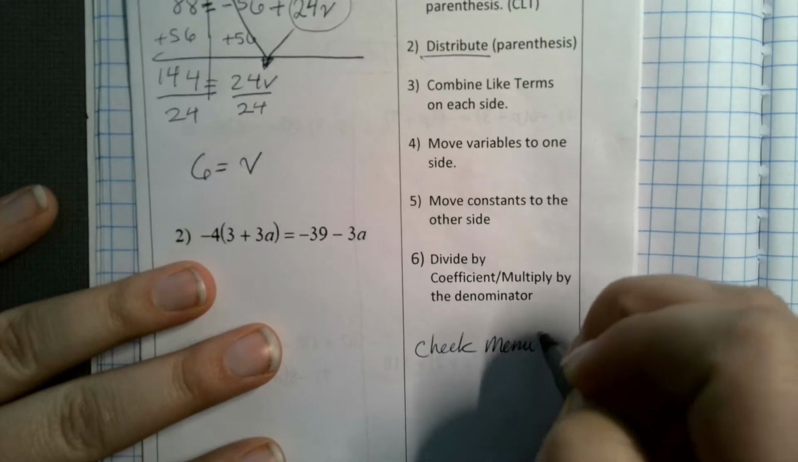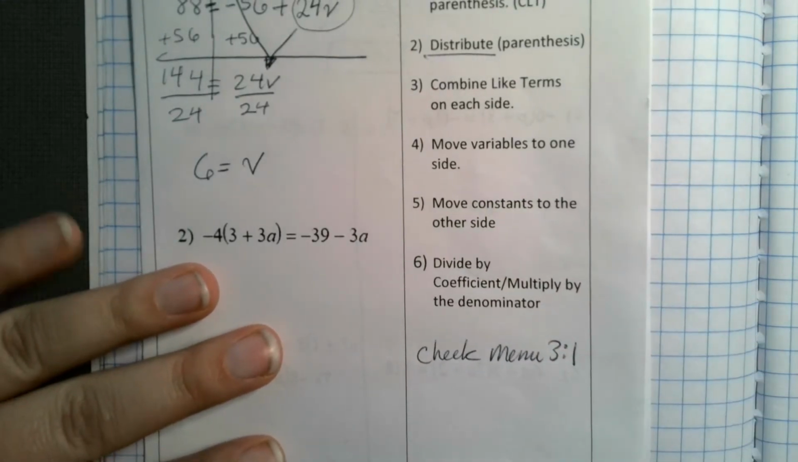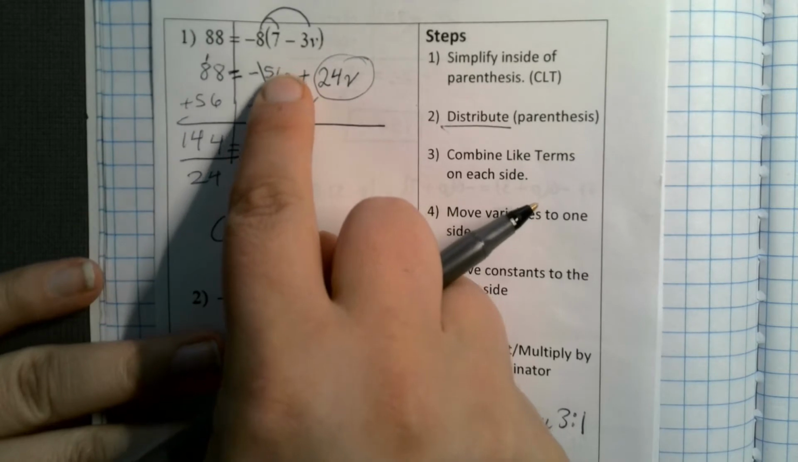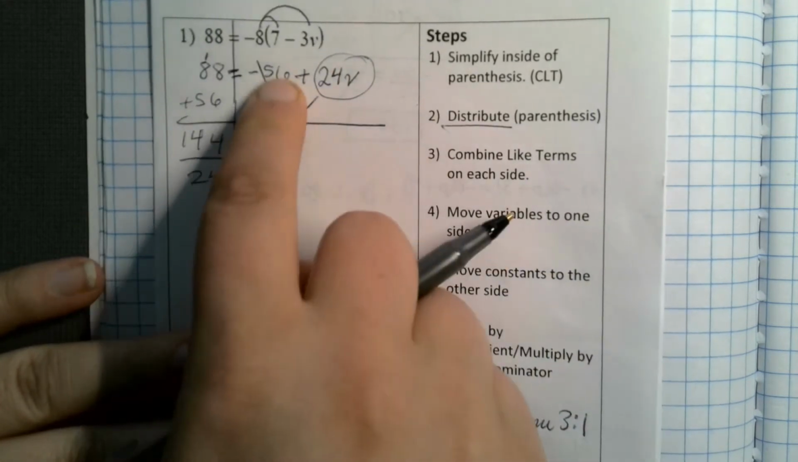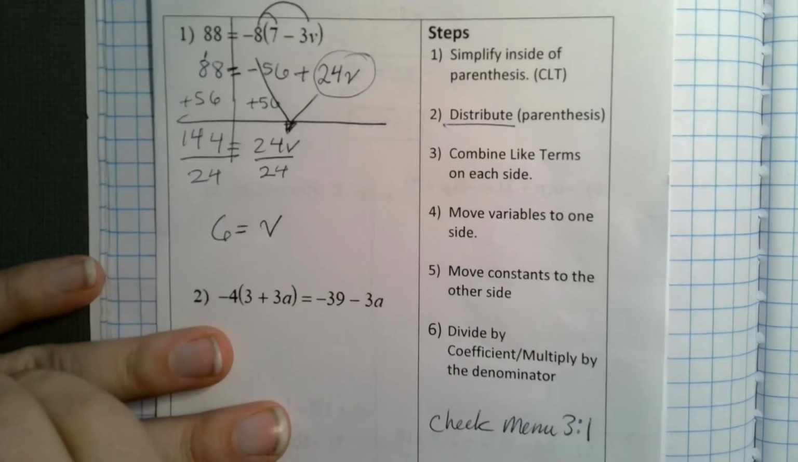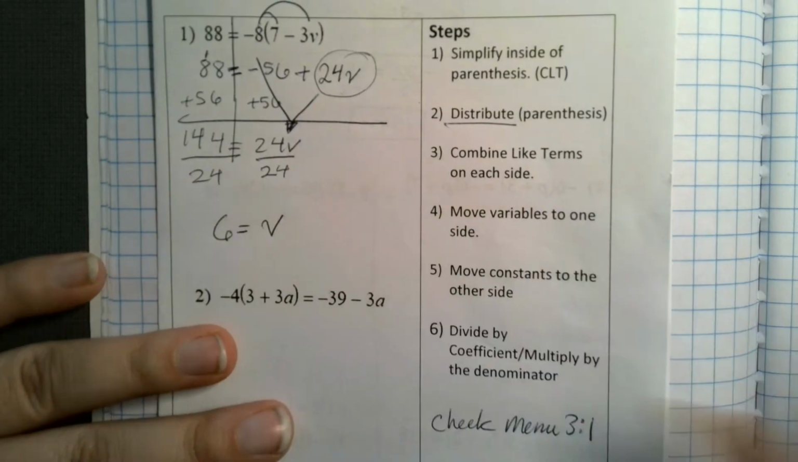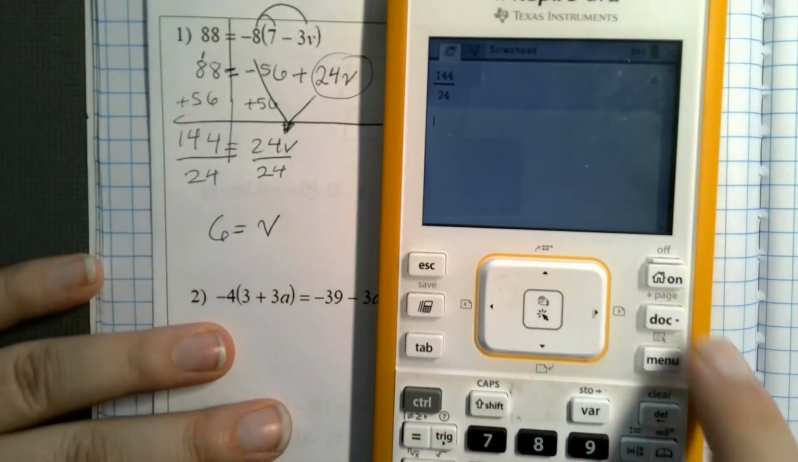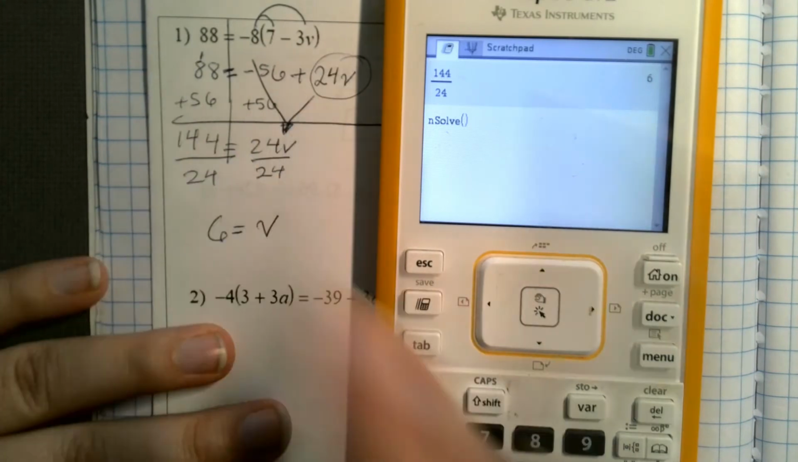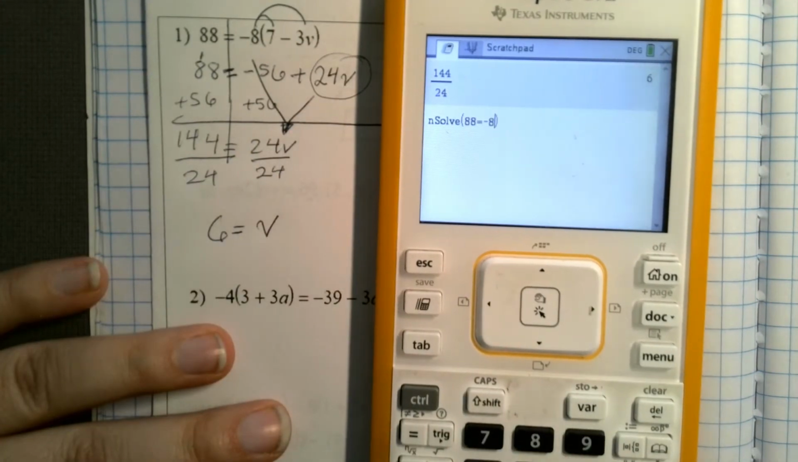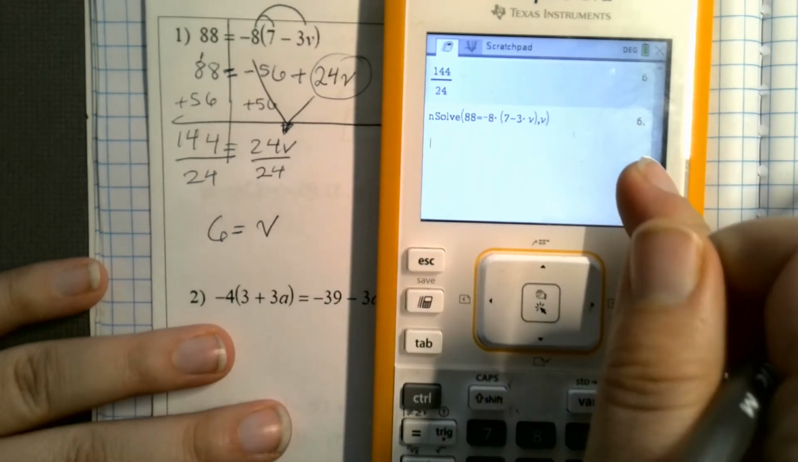with menu 3, 1. I do not care if you get every question right. If you do not show the step-by-step process, I care about the process. We're trying to help your brains learn how to problem solve. If you do not show the steps, I will not give you the credit. So throwing this into the calculator, you just go menu 3, 1. You put the equation in. You tell it what variable to solve for, and it will give you the answer. You can 100% check that way.